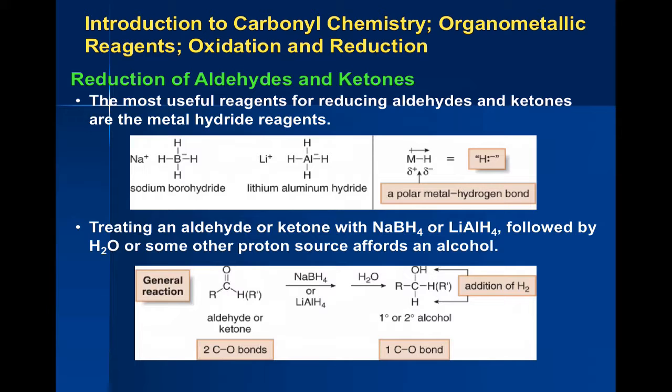Very similar in terms of structure, except we've replaced the boron with aluminum. Aluminum is right under boron in the periodic table. So would we predict that this is more reactive or less reactive? More reactive. Reactivity typically goes up as you go down a family. Lithium aluminum hydride also has this polar bond, and so we can think of these as H- equivalents. But this guy right here is very, very energetic.